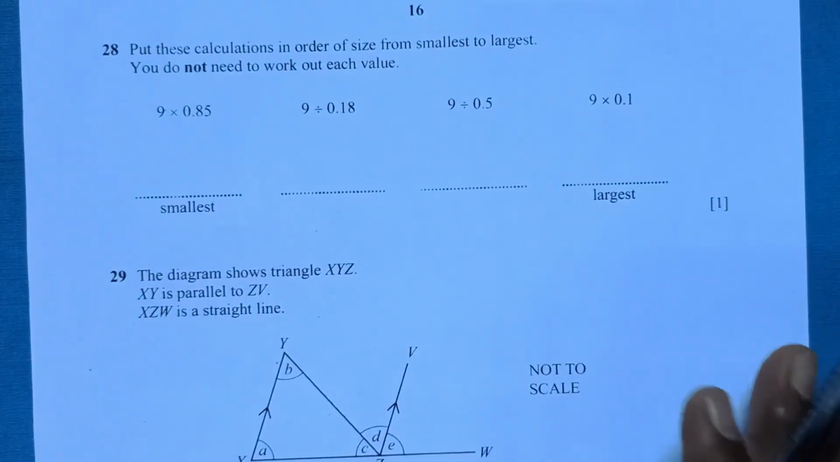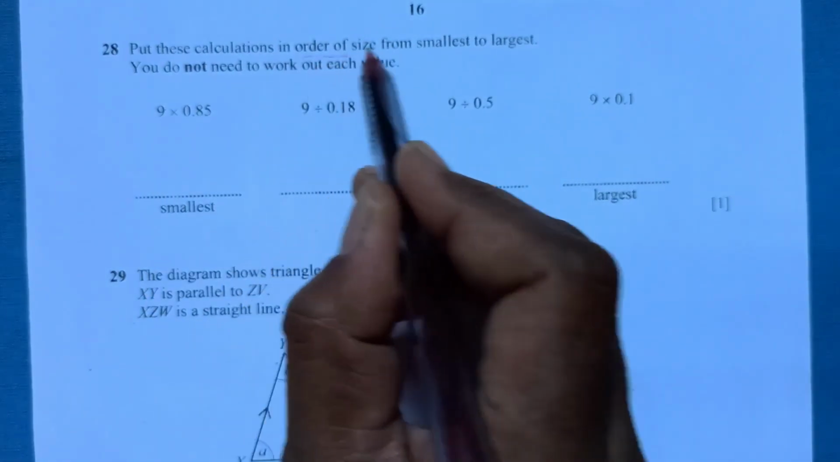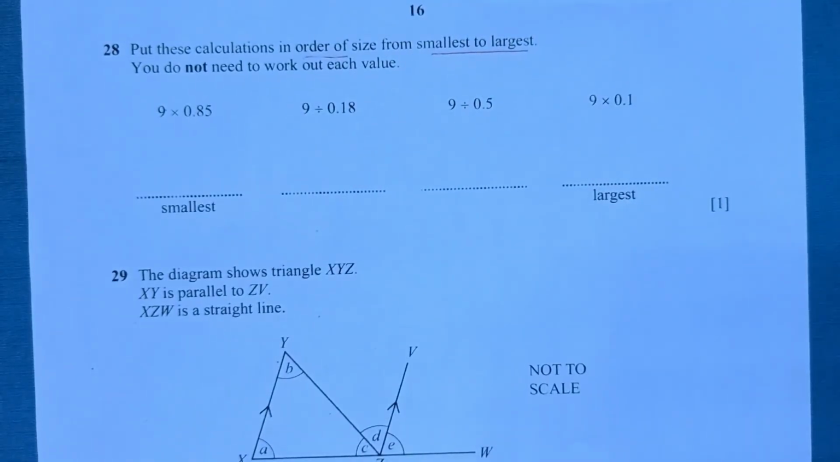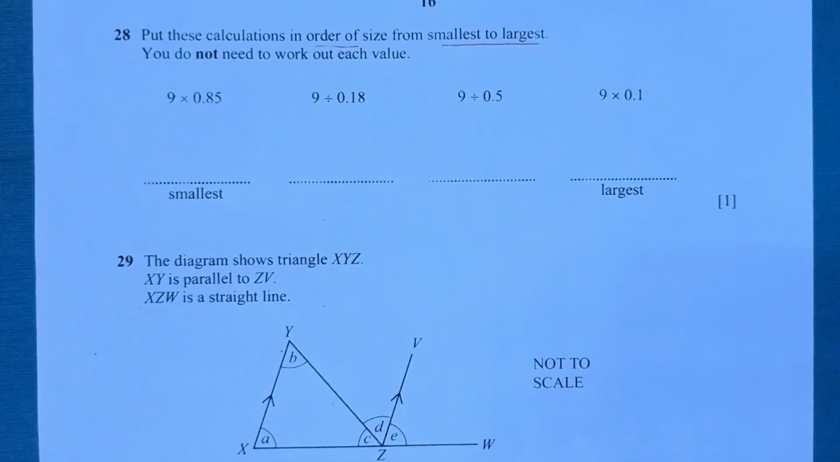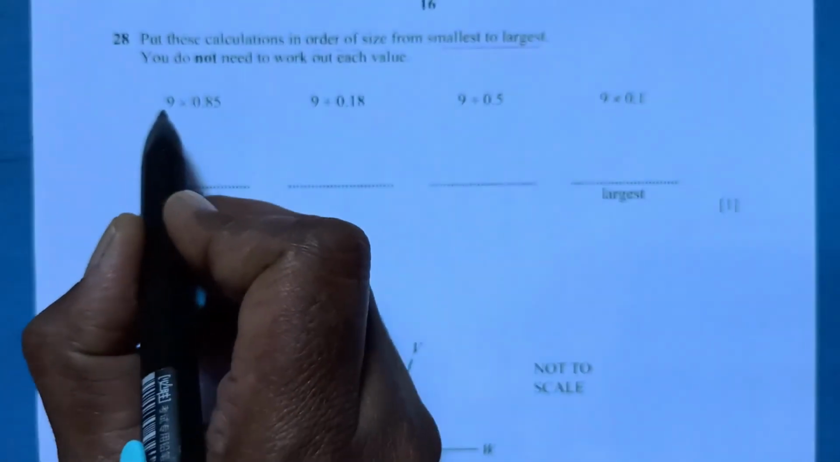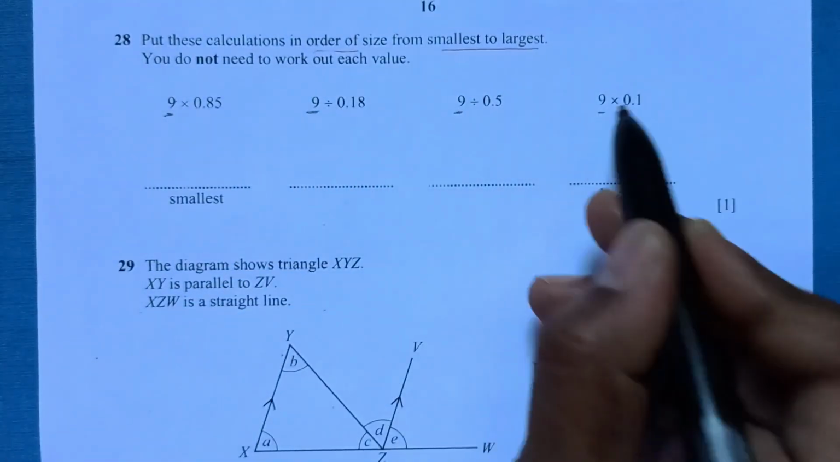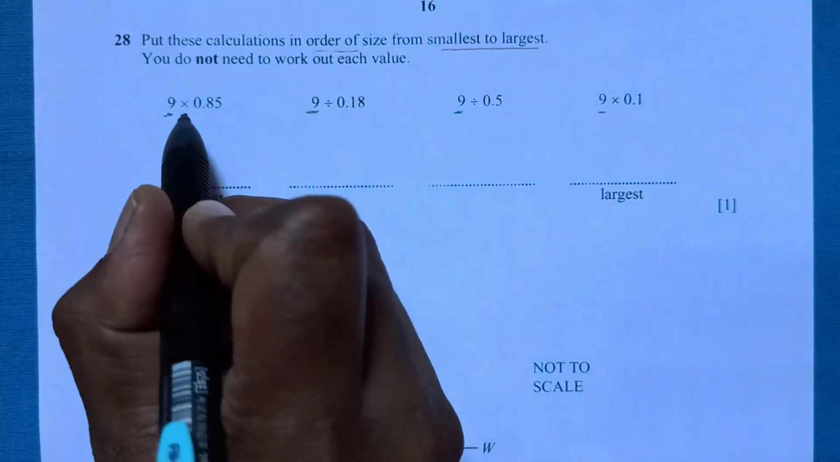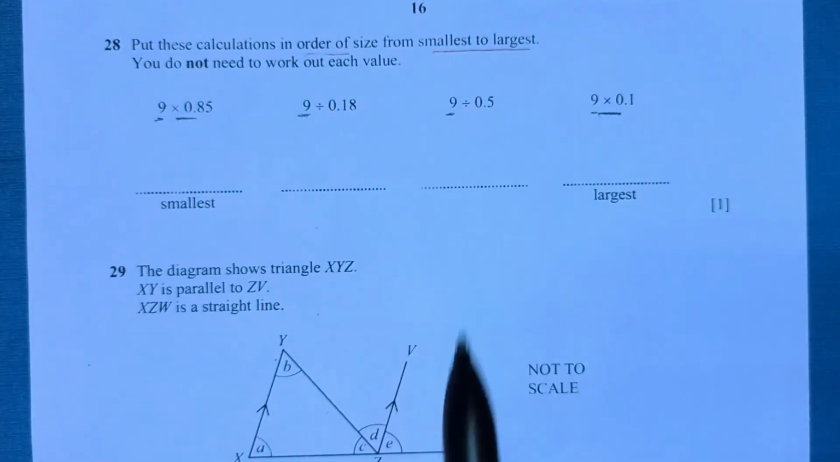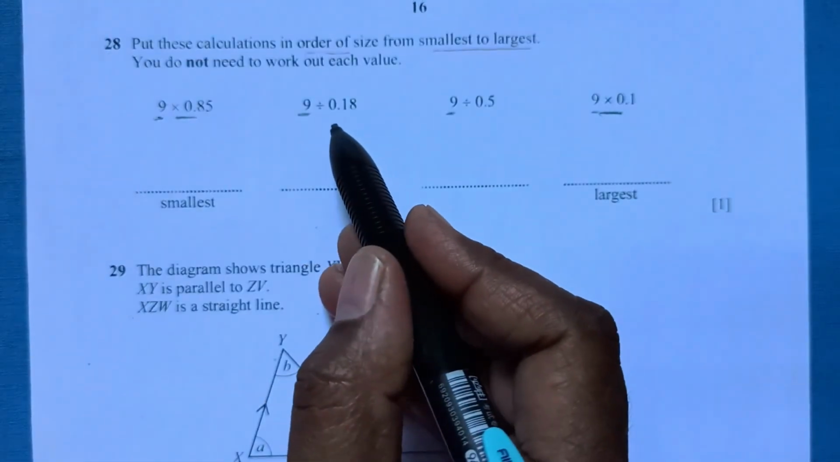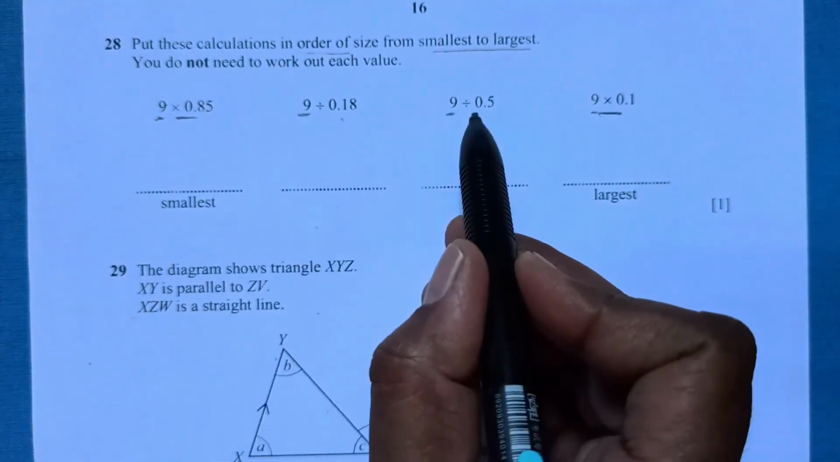Now question 28. Put these calculations in order of size from smallest to largest. You do not need to work out each value. So there is no need to work out the values. We need to compare the values with certain rules. You can see in all of them we have number 9. In the first one and the last one, it is times by a number. Here it is divided by the decimal numbers. They all are decimal numbers. So if you divide a whole number by a decimal number, it's going to be greater. So these two will come last.